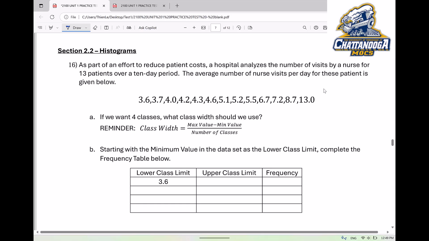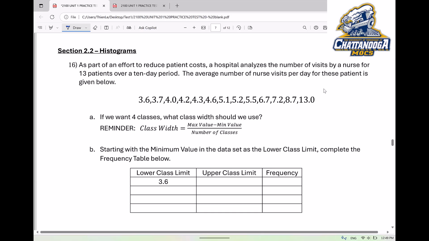If we want 4 classes, what class width should we use? So reminder here, class width is just the max subtract the min divided by number of classes. So here, you can use that number, or you can choose anything greater than or equal to that number. But for sure, we don't want it too big, right? Because if that's the case, all of the data may fall in just one class, right?